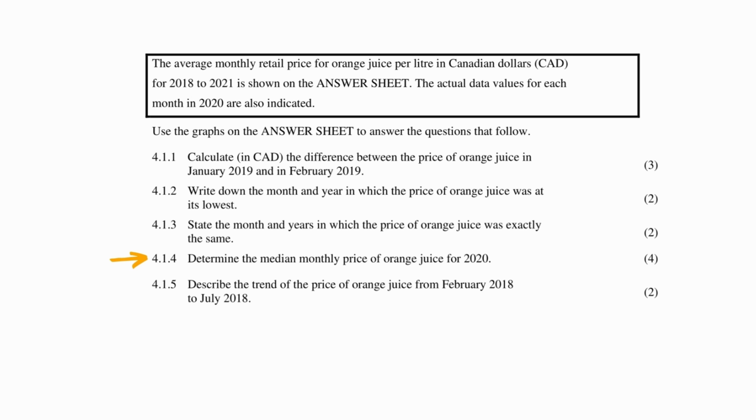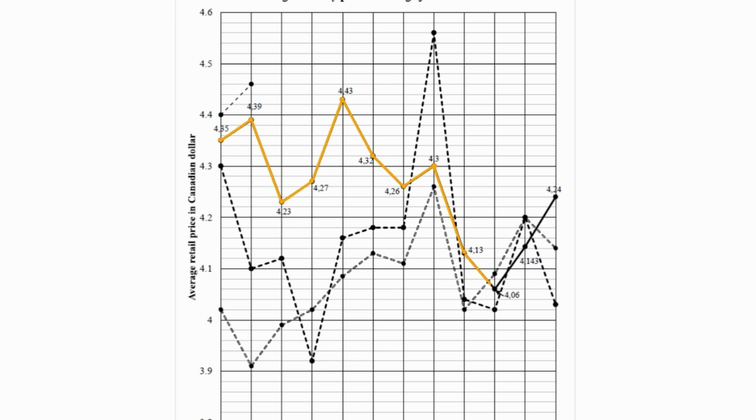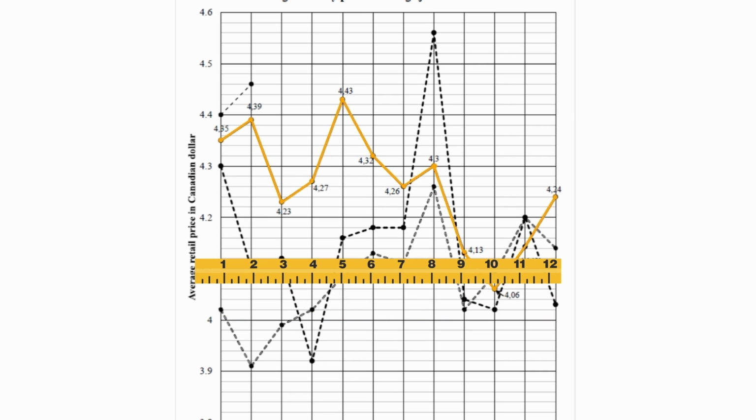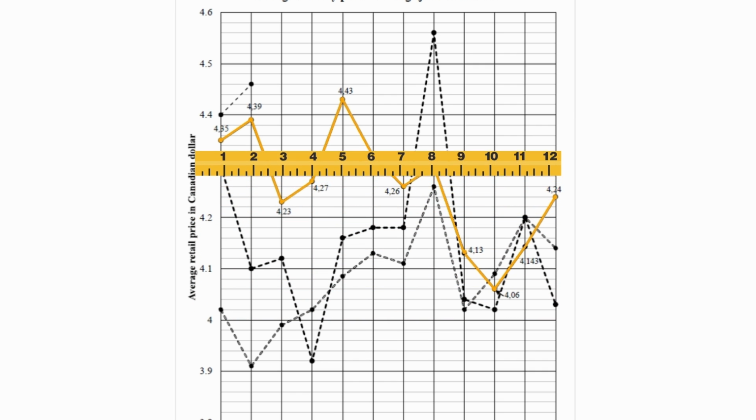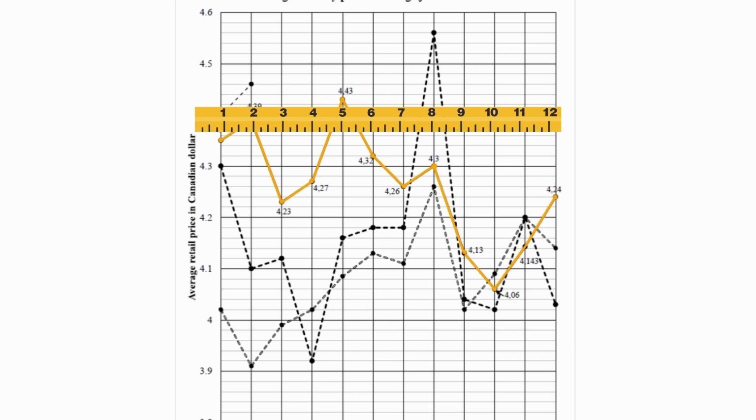In question 414, you have to determine the median monthly price of orange juice for 2020. From the graph, this solid line represents the price of orange juice for 2020. To calculate the median, we first have to arrange these values in ascending order. Using a ruler, you can work your way from the lowest value to the highest value on the solid line. Write the values as they appear. The result will look like this.